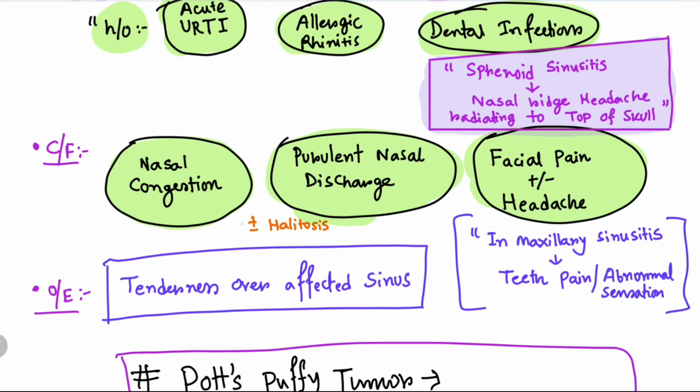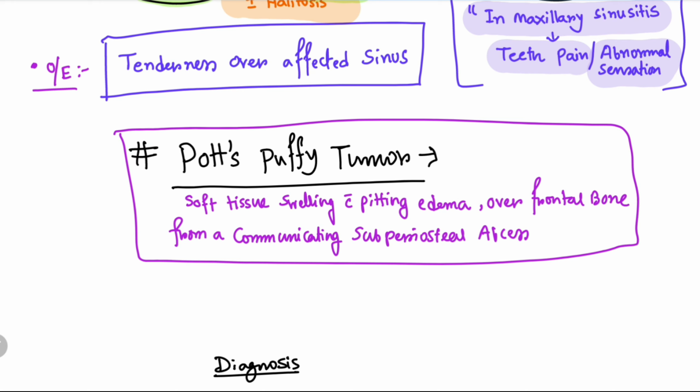In case of bacterial sinusitis, halitosis might be present. Halitosis is bad smell from the mouth. In case of maxillary sinusitis, there may be associated teeth pain or abnormal sensation around the teeth, specifically the upper molars. On clinical examination, you might find tenderness over the affected sinus.